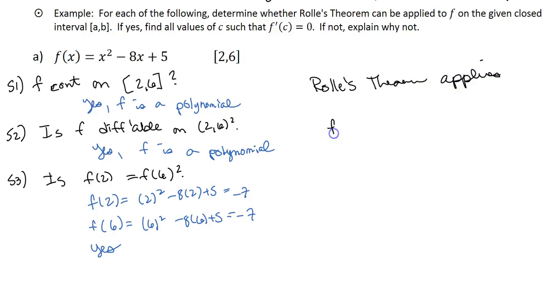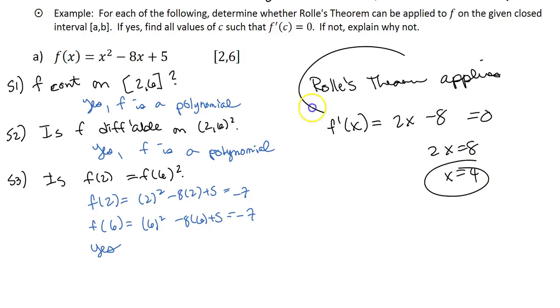So I'm going to find the derivative. f prime of x is equal to 2x minus 8. We're going to set that equal to 0. So 2x is equal to 8 and x is equal to 4. So that is our answer.